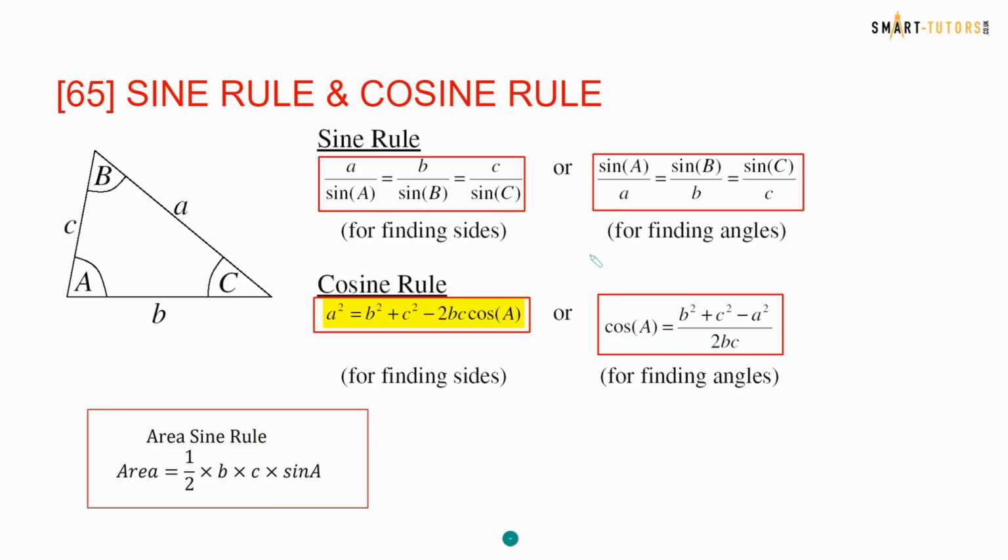Cosine rule: if you start with a, then the other two sides squared, b squared plus c squared, minus 2bc cosine A, to find the side. Then for the angle, cos A is b squared plus c squared minus a squared over 2bc. The last theorem here, the area of the triangle, is a sine rule. Area equals half bc sine A. If you use b and c, you have to use the angle A. So half bc sine A. That is topic 65.